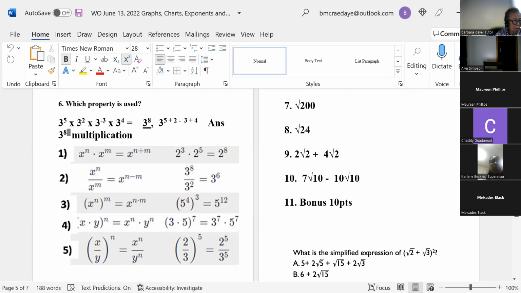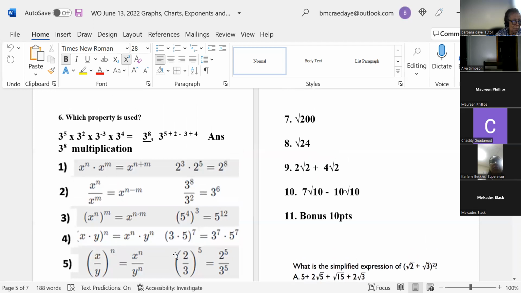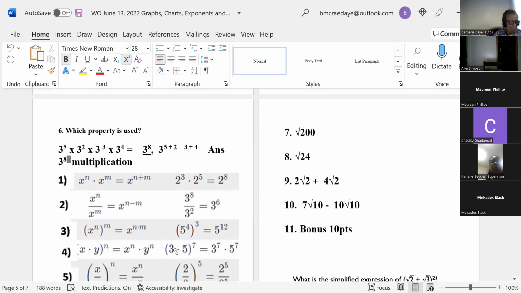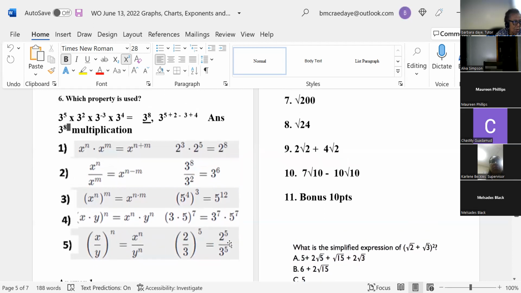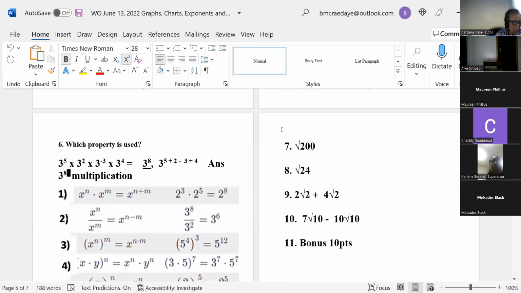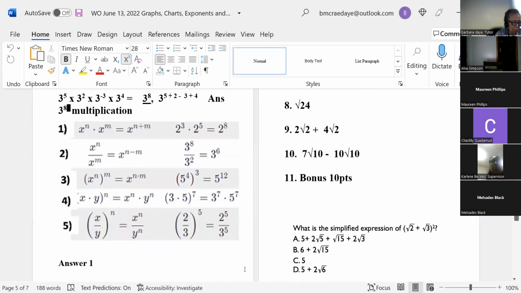Okay, so multiplication, add the exponents. Any questions? So number one, that's the property, that's a multiplication, add the exponents. All right, before we go to number 7, I just want to do another one of these where you use the property.